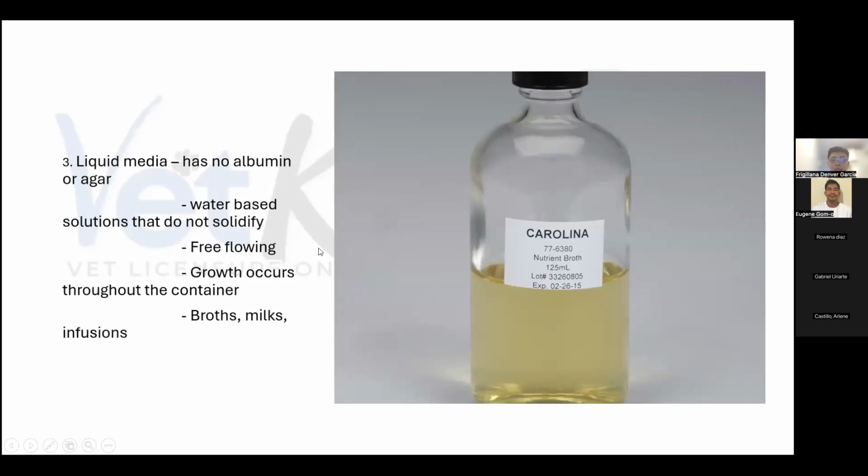Next, we have liquid media. Wala siyang albumin or agar. These are water-based and include broths, milks, infusions. Bacterial growth is indicated by the production of smell and the production of turbidity. Yeah. So what you see here, wala pa siyang bacteriang nag-grow. Possible nag-incubate pa lang or lalagyan pa lang siya kasi wala pa tayong makikitang cloudiness na present.